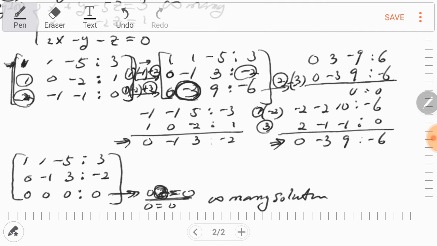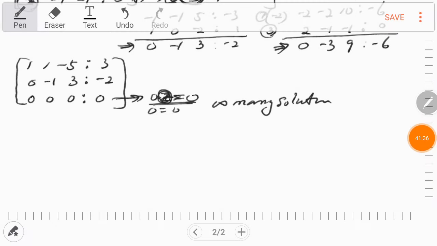Let me double check. Right, our calculation is correct, so this is the case that the system has infinitely many solutions. Then, what is the type of the solution? If there are infinitely many solutions, then what's the type of variables x, y, and z? Since z can be any real number, why don't we let the z value be a? Then we can find the y value from the second row and the x value from the first row.